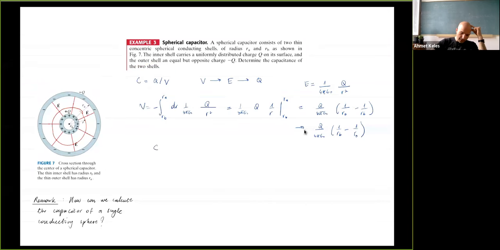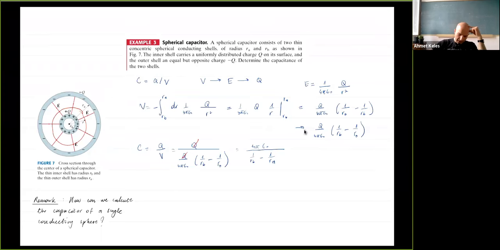So C, maybe I can align these. C is equal to Q over V, and for Q, I just copy what I just got here. Copy, paste, and I cancel these guys. And I have something like 4 pi epsilon naught over 1 over RB minus 1 over RA. Okay. Now let's first look at this limit.